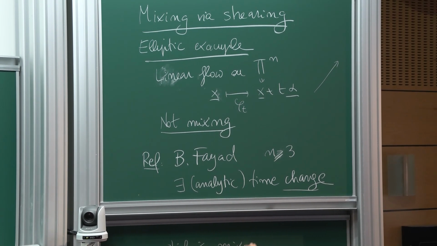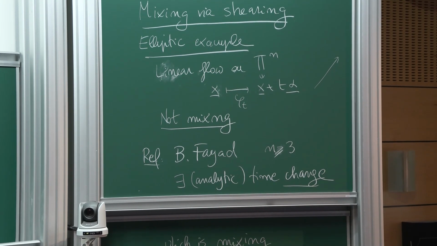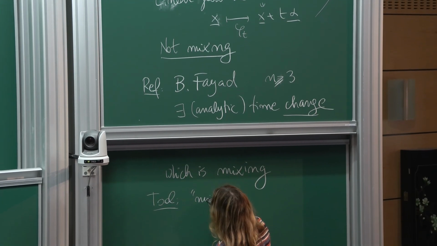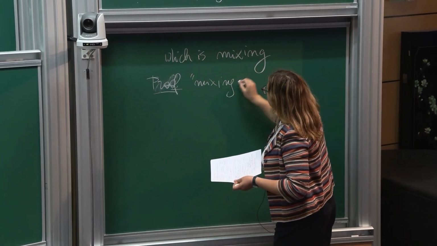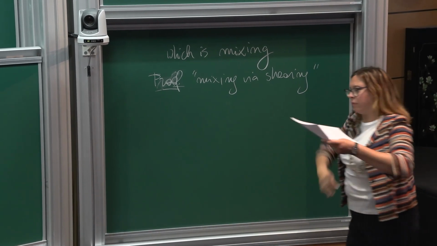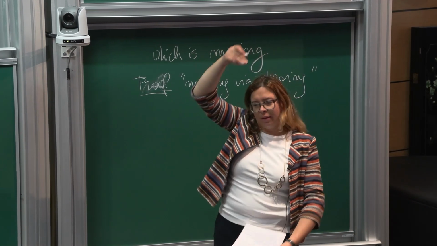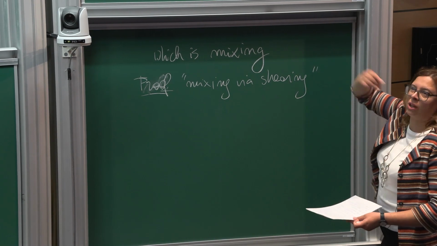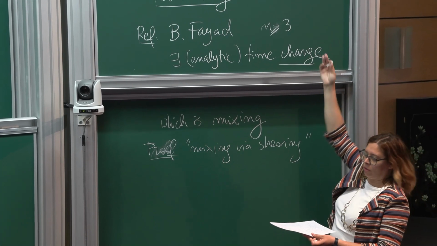So I wanted to mention this result because somehow the way that mixing is proven is very similar. The tool is also mixing via shearing. So also here one can do the time change sufficiently oscillatory so that some curves stretch and become equidistributed because they shadow the trajectory of the flow, which is the unperturbed flow, which is uniquely ergodic.